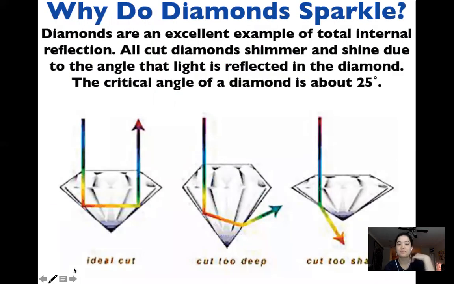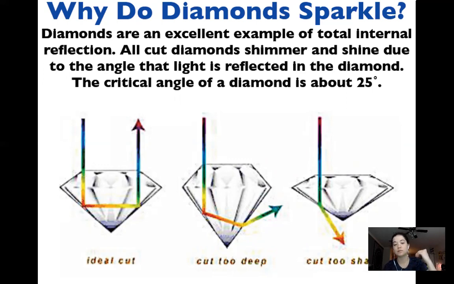Okay. So this is part of why diamonds sparkle, right? Diamonds are an example of total internal reflection. A good diamond is, at least. All cut diamonds will shimmer and shine because of the angle that light is reflected in the diamond. The critical angle is about 25 degrees, and that critical angle means that the light comes in, the angle of incidence is 25 degrees when it hits this side right here. So then it reflects back out at an angle of 25 degrees. It hits this side, angle of incidence is 25, angle of reflection is 25, and it's able to bounce right back out the top of the diamond.